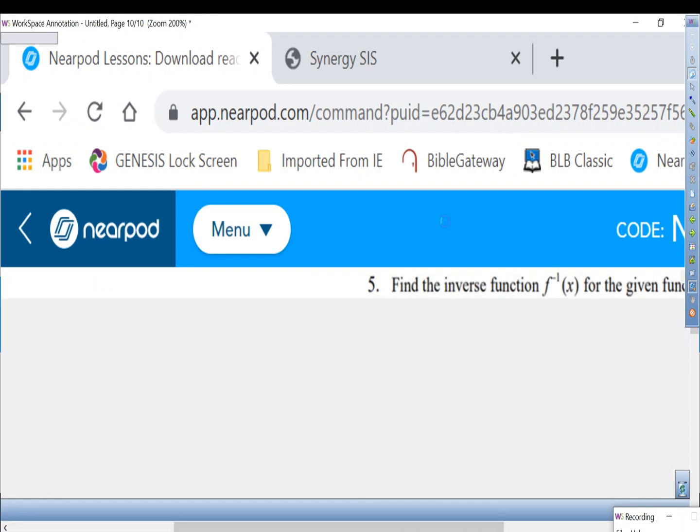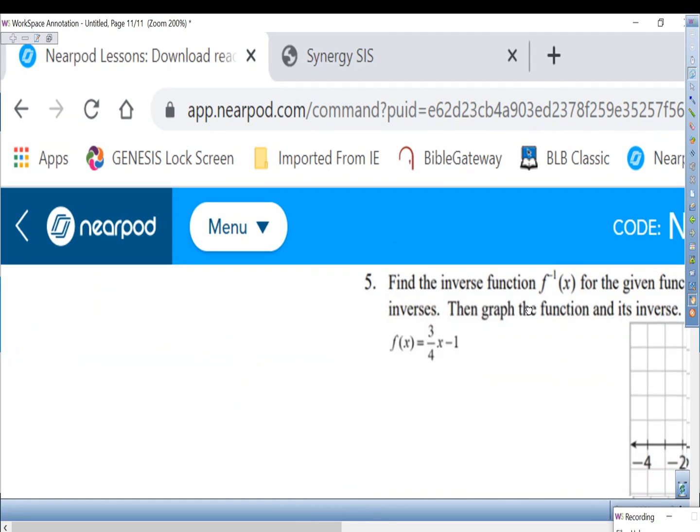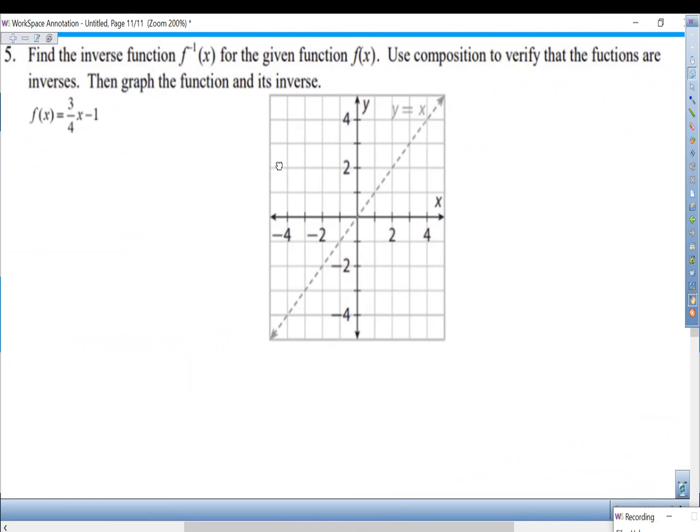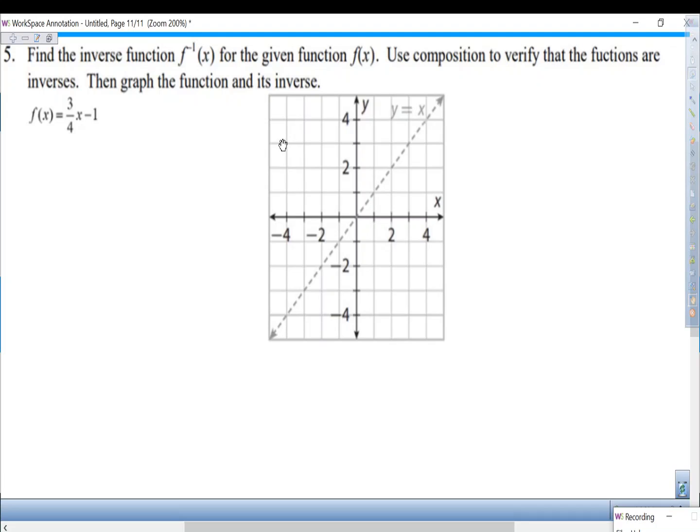All right, let me zoom in on mine, but it's on your screen and it reads, find the inverse function for the given function f of x. Use composition to verify the functions are inverses, then write the function and its inverse. In this case, I don't want you to verify it, I just want you to find me the inverse. So for this one, instead of writing all the instructions, just write number 5, and I want you to write f of x equals 3/4 x minus 1.